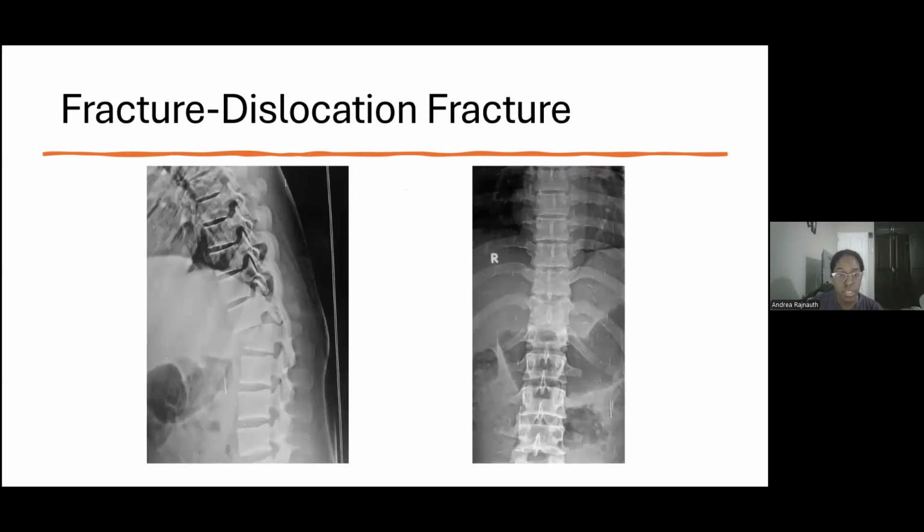All right, so this is an X-ray. You can also do a CT scan where indicated for assessment and surgical planning, and you may also do an MRI to assess nerve involvement as well as ligament involvement.